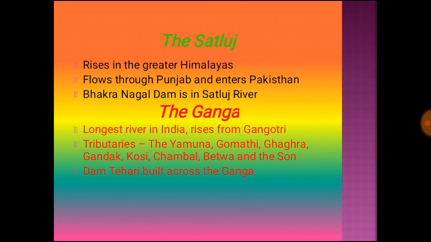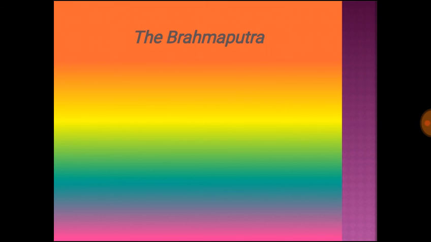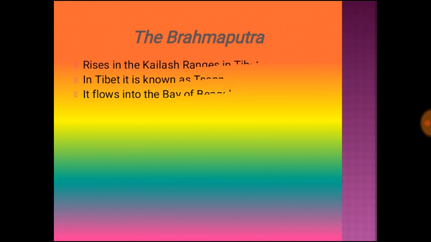Third one, the Brahmaputra. The Brahmaputra rises in the Kailash ranges in Tibet. It flows through Tibet in the eastern direction. In Tibet, Brahmaputra is known as Sanpo.